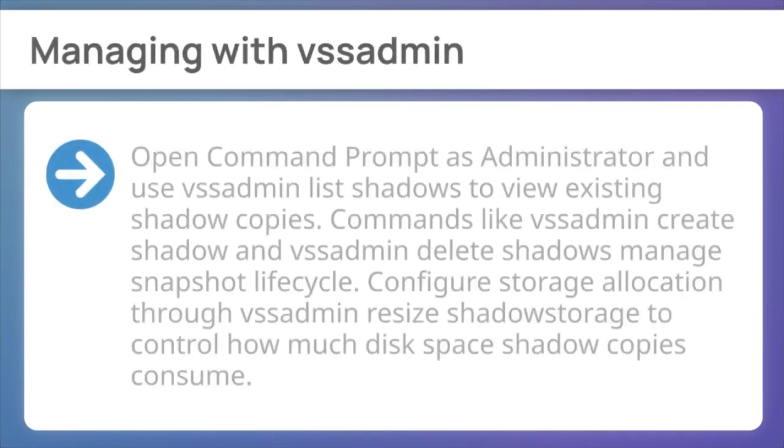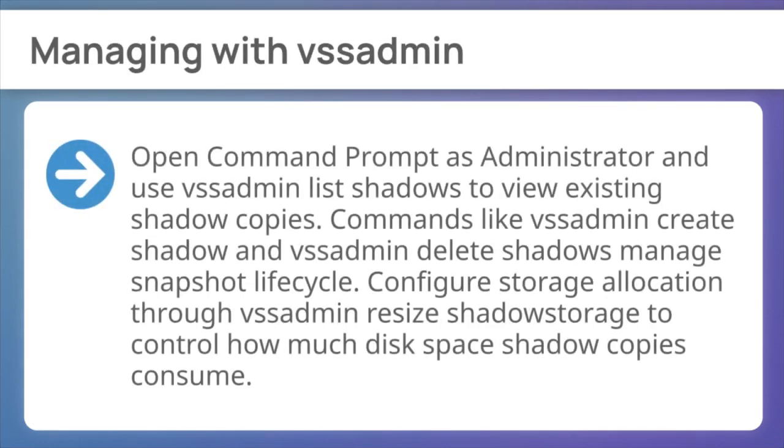Next, managing with vsys-admin. Open Command Prompt as administrator and use vsys-admin list shadows to view existing shadow copies. Commands like vsys-admin create shadow, and vsys-admin delete shadows manage snapshot lifecycle. Configure storage allocation through vsys-admin, resize shadow storage to control how much disk space shadow copies consume.